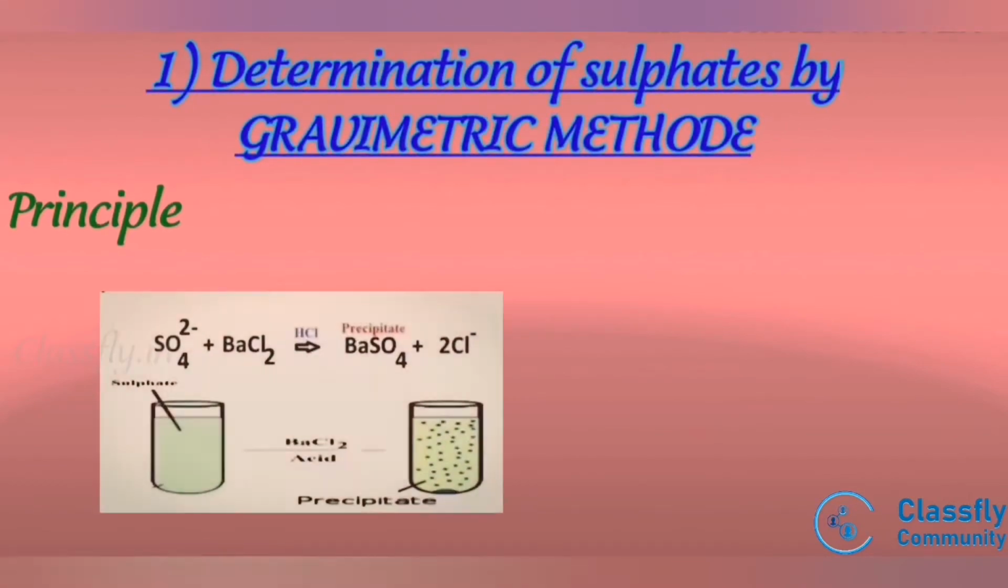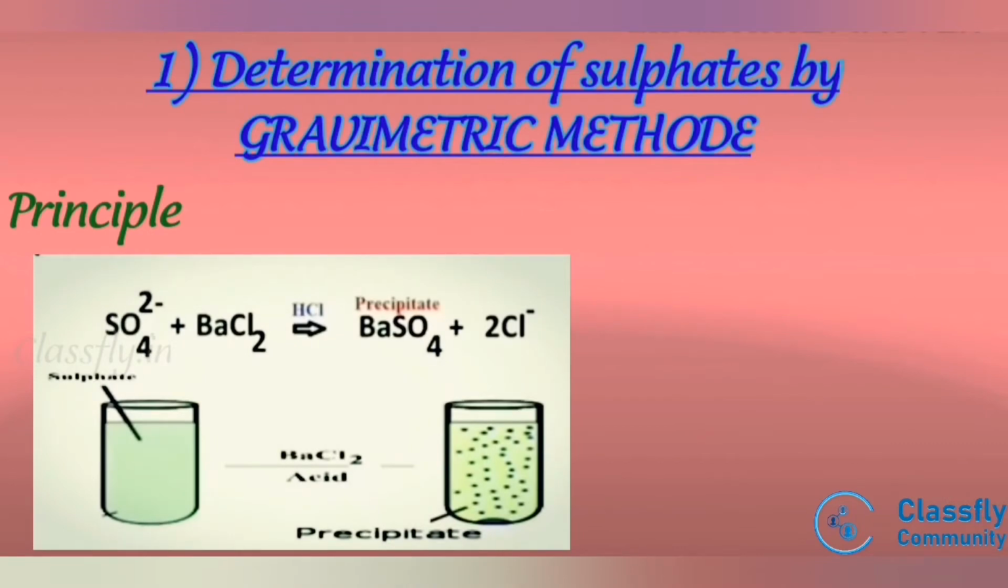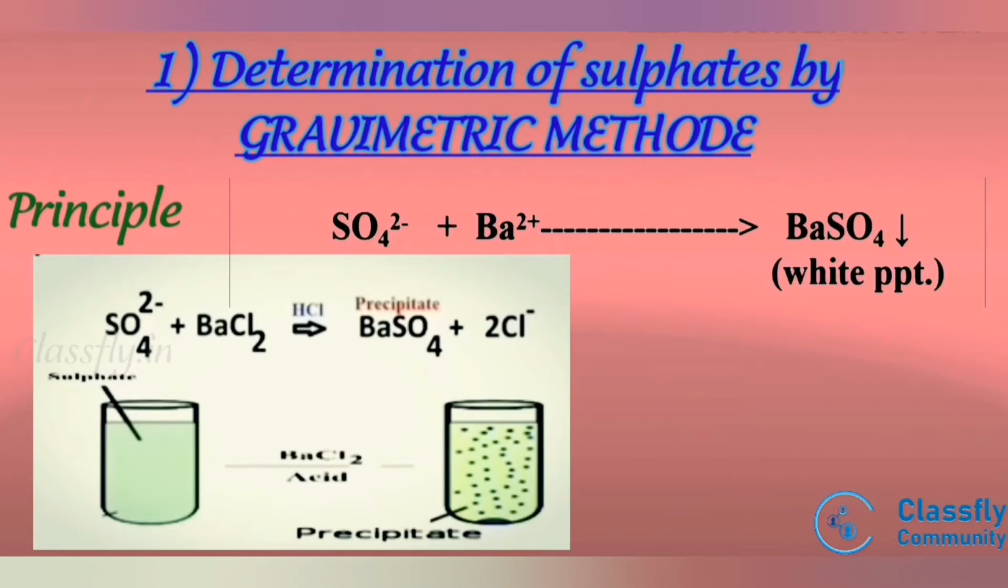Principle: it gives the most accurate result and it is a recommended procedure for sulfate concentration above 10 mg per milliliter. The sulfate ions in a sample are precipitated by the addition of barium chloride to a water sample acidified with hydrochloric acid and kept near the boiling point. That is, SO4 2- plus Ba2+ gives BaSO4, that is barium sulfate. It is a white precipitate.